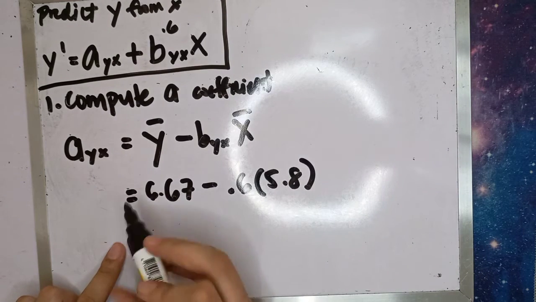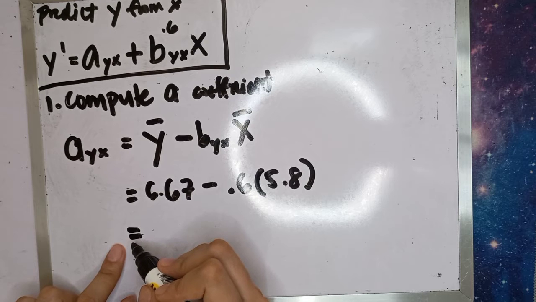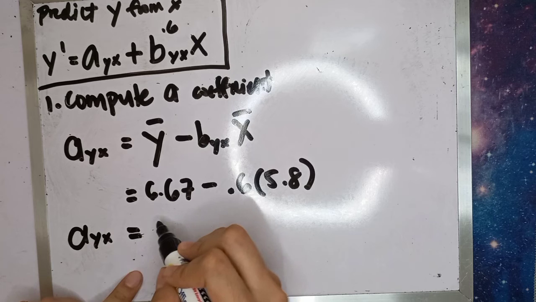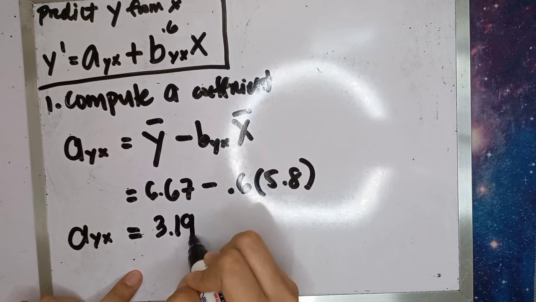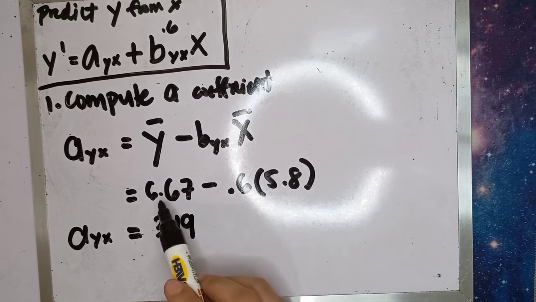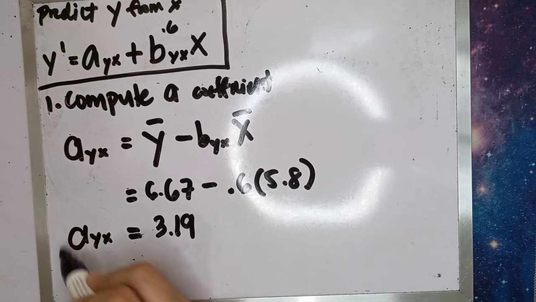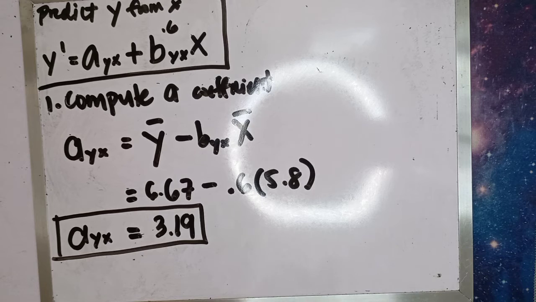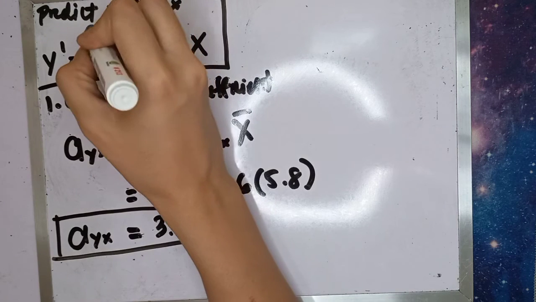Okay. Then we will get the value of 3.19. Okay, so multiply nyo muna din, get the difference. We will now have 3.19 as our A coefficient. Okay. So, kapag ginamit na natin yung formula, kasi ito magiging 3.19 siya.